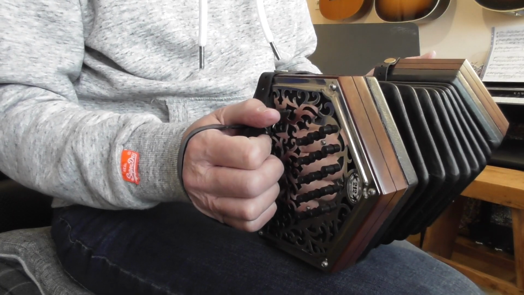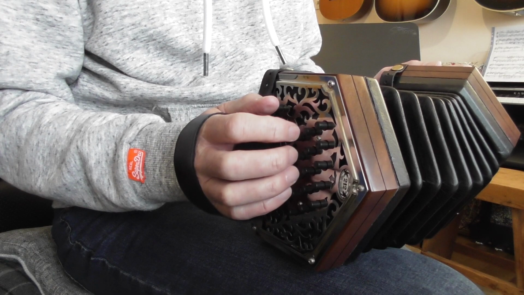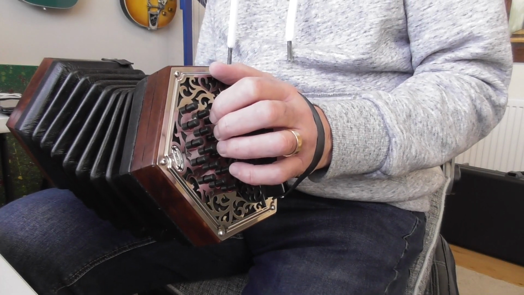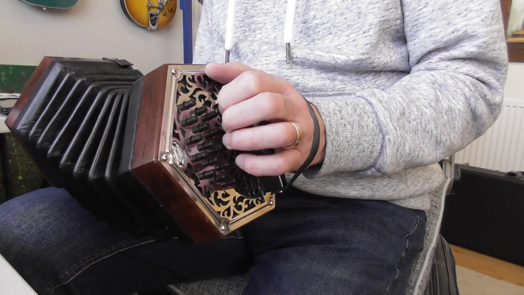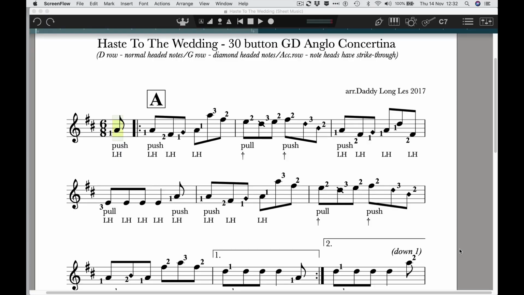So how do we know which row to use? Well, on the music here you can see notes that have normal heads, like the first note there. Those notes are found on the D row, because we're in the key of D major. All F's and all C's are sharpened, so that D row, the row nearest to you, is the main row. So those notes on that row have the normal head.